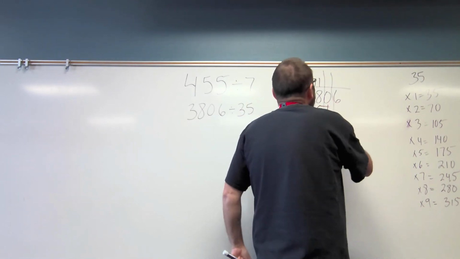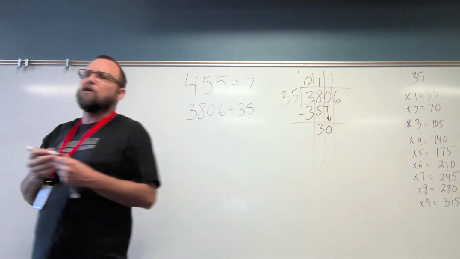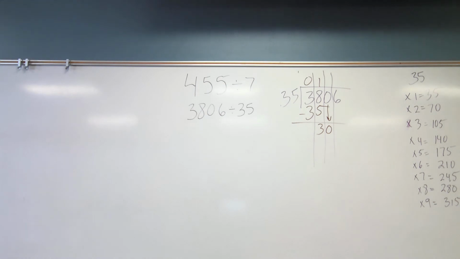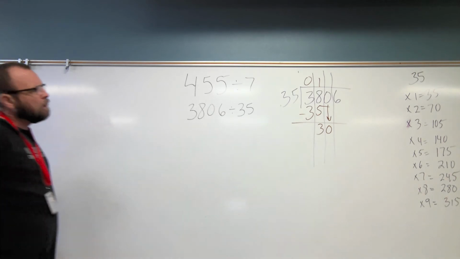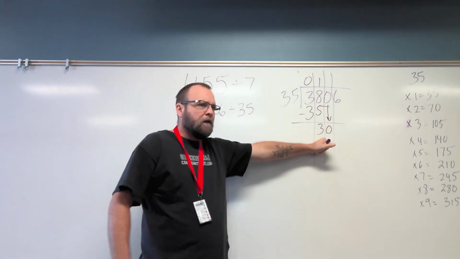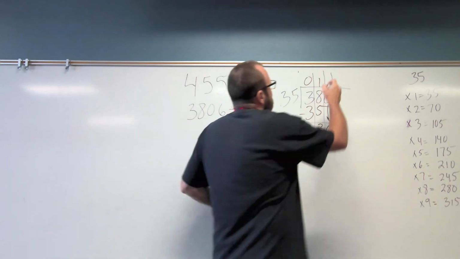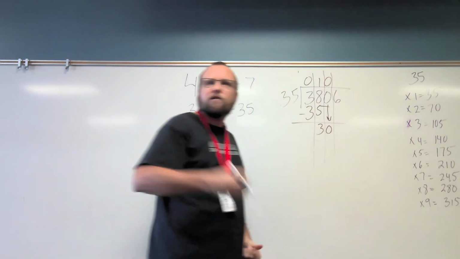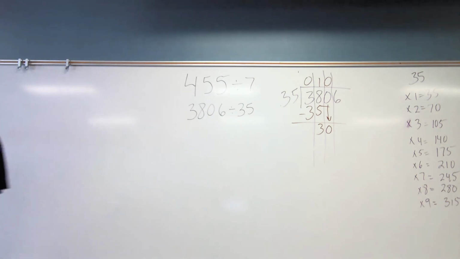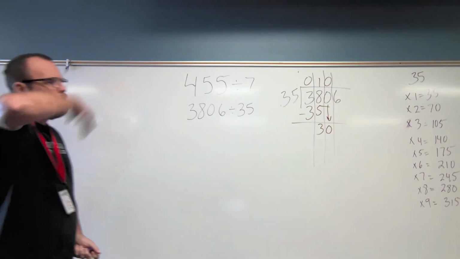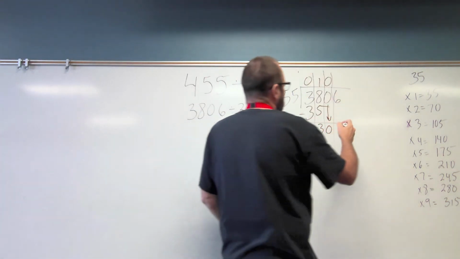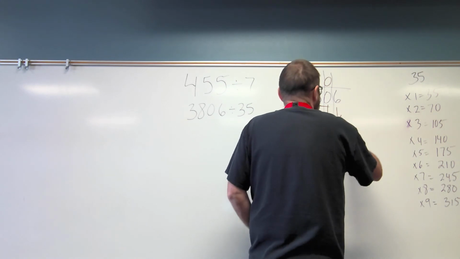Now I bring down my next number, and I have to have something above that 0. I cannot leave the tens place just blank. That would be crazy. So now, Ava, 35 into 30? It goes in 0 times. So I have to have a 0 up there. I can't just jump over and do the next thing. Now I bring down the 6.